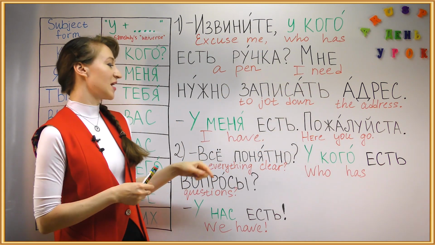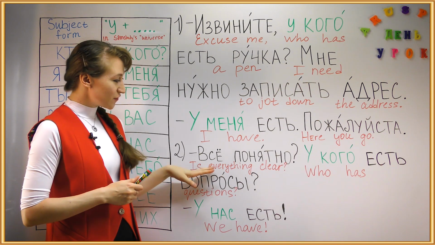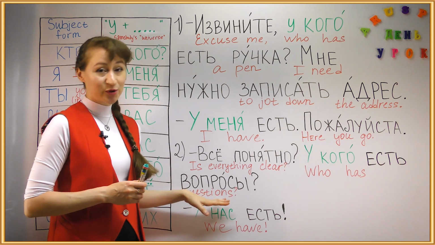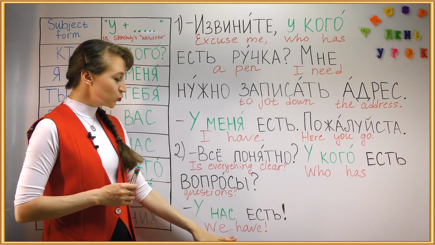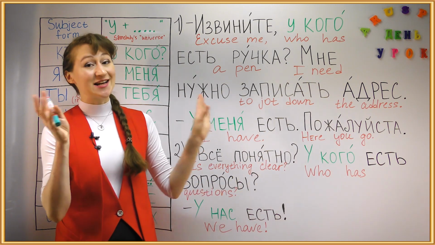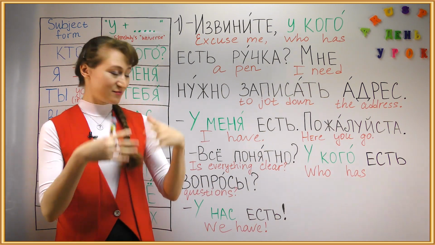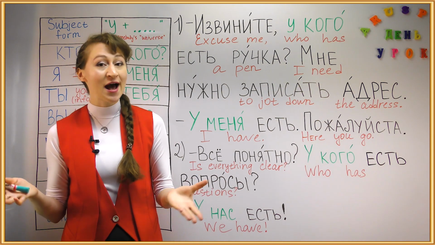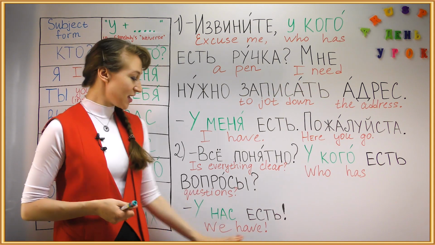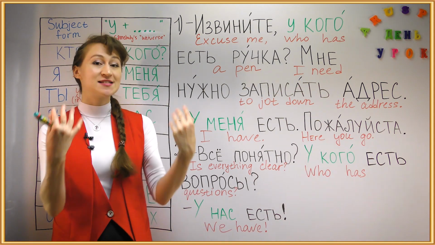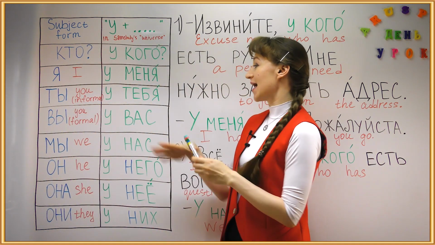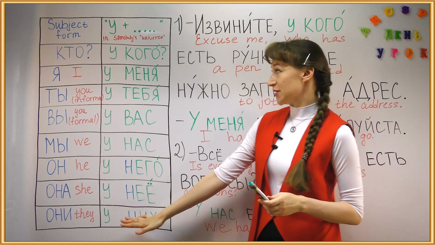Number 2. Все понятно? У кого есть вопросы? У нас есть. For example, a teacher asks the class, is everything clear? Who has questions? У нас есть. And у нас is the we form. So we have.